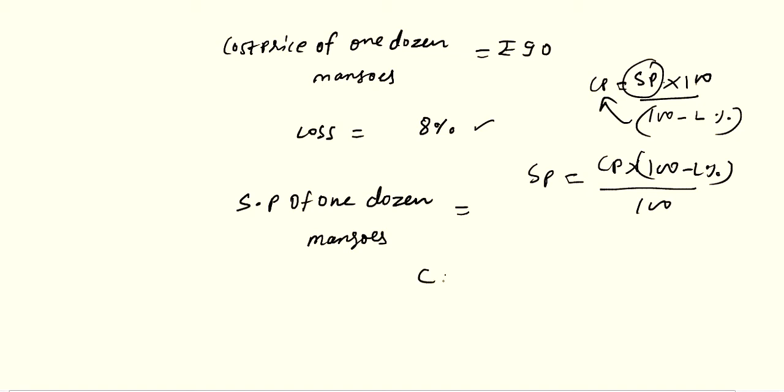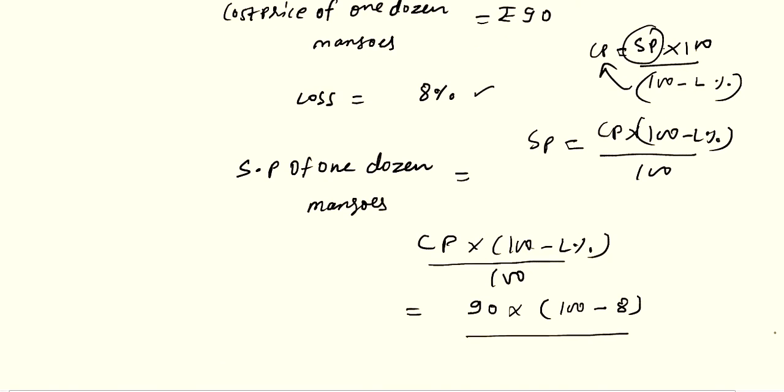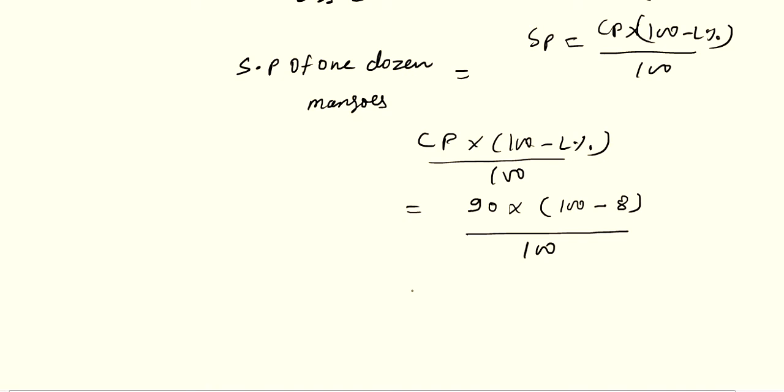Formula of selling price equals what? CP into 100 minus loss percent upon 100. So CP is 90 for 1 dozen mangoes into 100 minus loss percent. Loss is 8 upon 100. So now 90 into 100 minus 8, 92 upon 100.